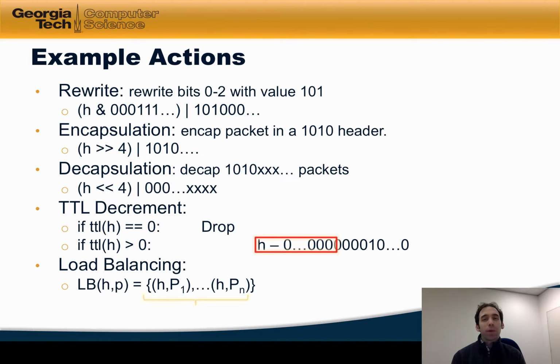Example actions that can be represented in the transfer function include rewriting, encapsulation, decapsulation, TTL decrement, and load balancing. A rewrite simply involves masking new bits into the packet header. Encapsulation might involve a shifting of bits in the packet header followed by a masking. Decapsulation might be a reverse of that operation. Decrementing could involve specific arithmetic operations on portions of the packet header, and load balancing might involve selecting a particular output from one of many possible output functions.